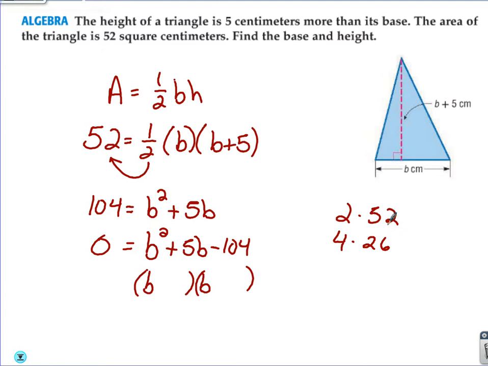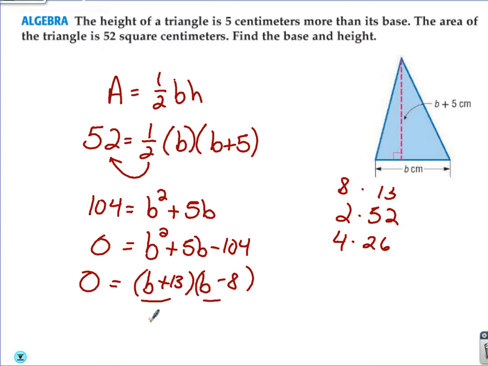Well, 3 won't divide into that. You could try it, but it won't. 4 will. 4 will divide into this. So divide this one by 4, multiply this one by 4, gives me 13 and 8. How about that one? That works. 8 and 13 would work, wouldn't it? Since we need a positive 5, let's go positive 13, negative 8. So B plus 13 times B minus 8 gives you 0.